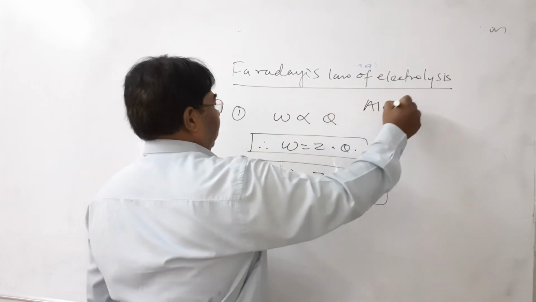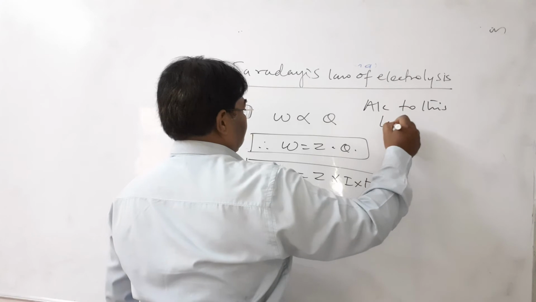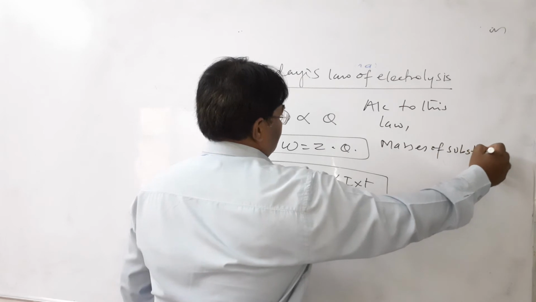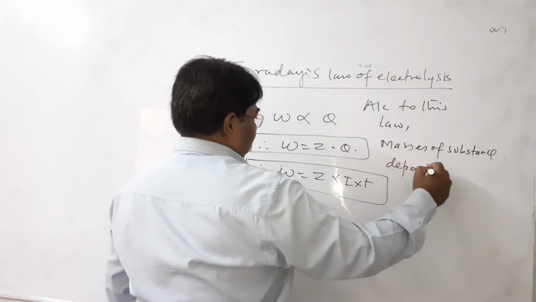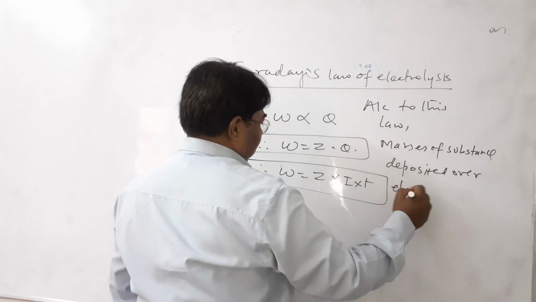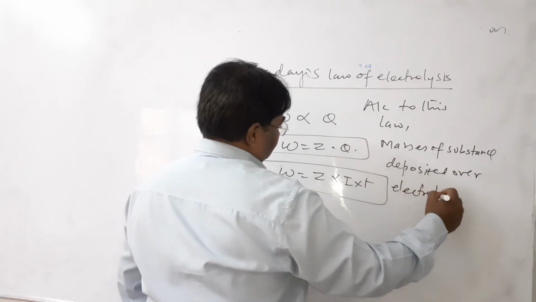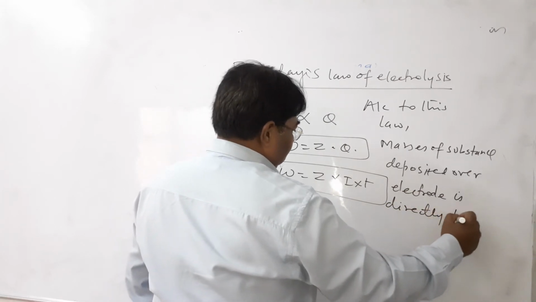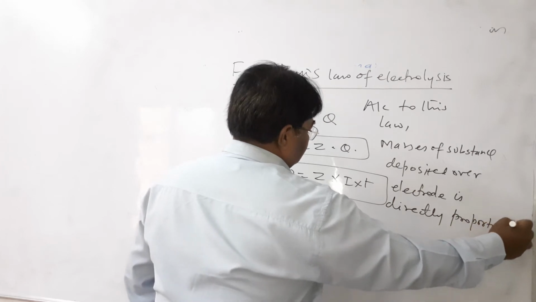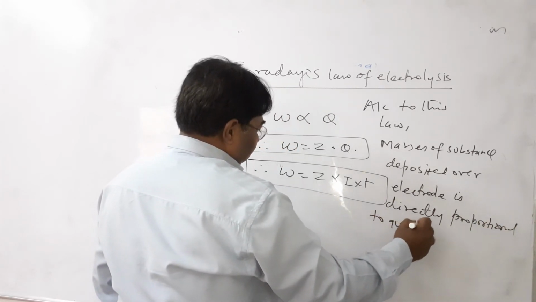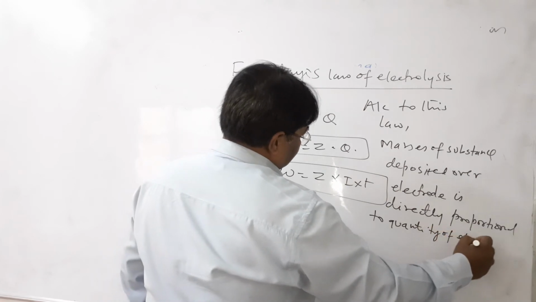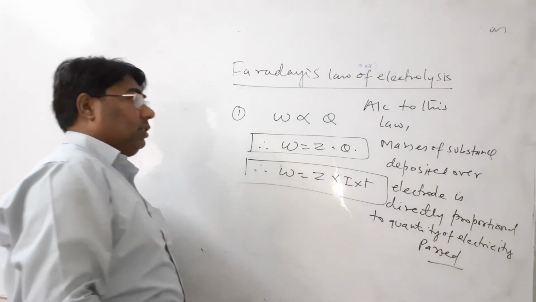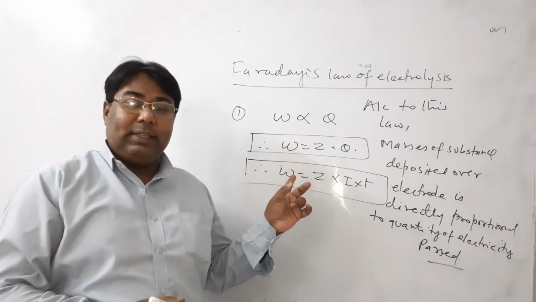According to this law, mass of substance deposited over the electrode is directly proportional to quantity of electricity passed. This is Faraday's first law of electrolysis.